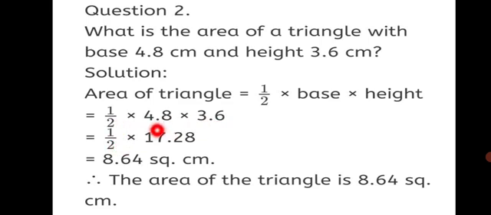So half into 4.8 into 3.6 gives us 17.28. 17.28 when you divide by 2 you get 8.64 square centimeter as your answer. So final statement, therefore the area of the triangle is 8.64 square centimeter. So here we have used the formula for area of triangle is equal to half into base into height.